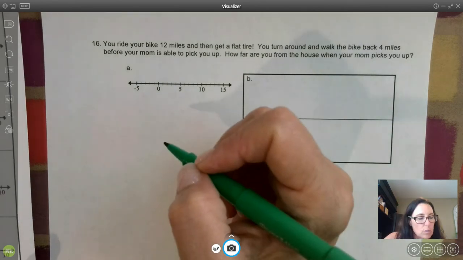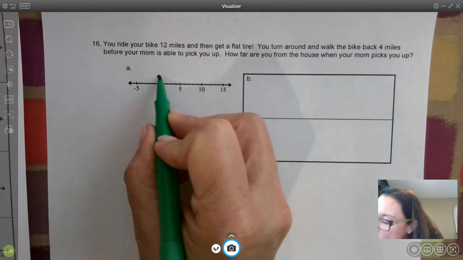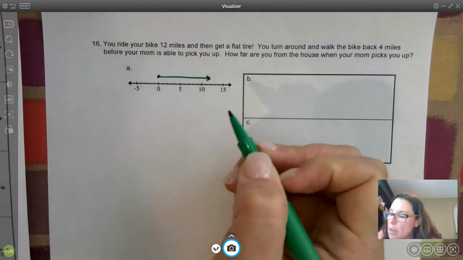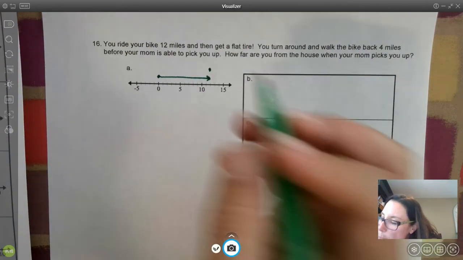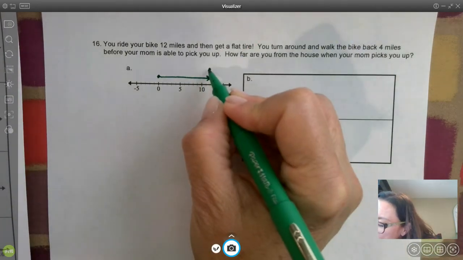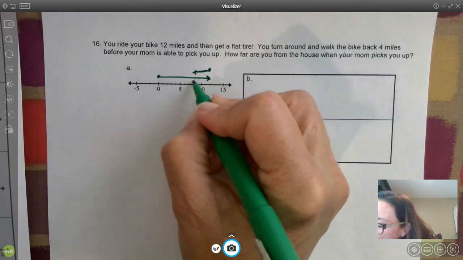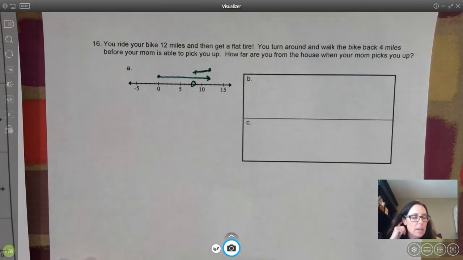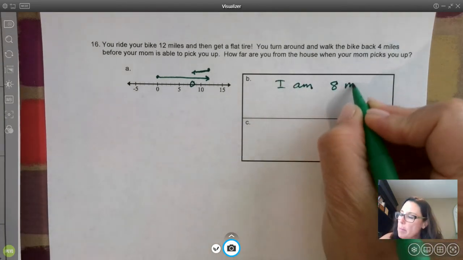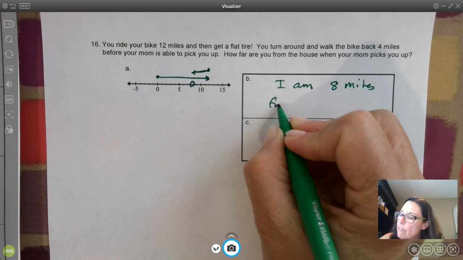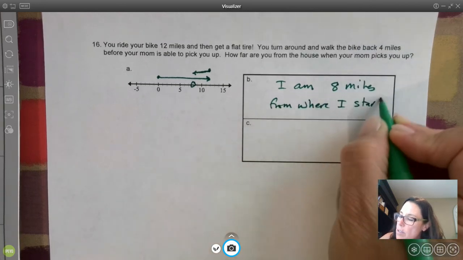All right, so we're going to go from 0 and we're going to go 12 miles. Okay, and then we're going to turn around and we're going to go back 4 miles. Okay, I am at 8. Okay, so I am 8 miles from where I started.